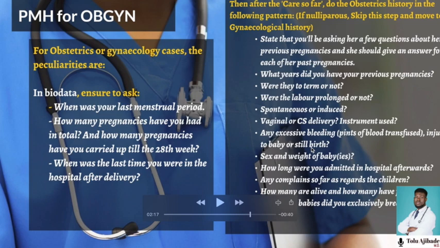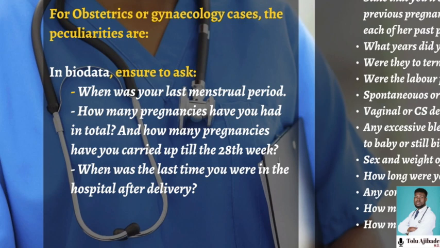So let's move to the past medical history for OBGYN. For obstetrics and gynecology cases, there are a few peculiarities of clerking of OBGYN cases, okay? In biodata, you make sure you ask about the last menstrual period. Okay, if it's a woman coming into the hospital, even though it's not done that way in real life, I guess, but for the exam, you should ask the last menstrual period of the woman, because pregnancy could mask a whole lot of symptoms. It could change the course of diseases and all. Okay, so ask what was your last menstrual period in biodata?